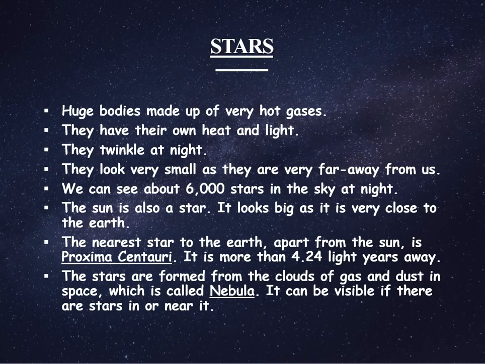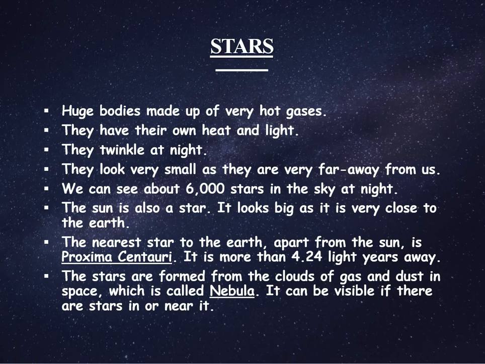The next topic which we are going to discuss is the stars. Stars are huge bodies made up of very hot gases. We all have seen stars in the night sky. They have their own light and heat. They twinkle at night. They look very small. Why is it so? Because they are very far away from us. We can see about 6,000 stars in the sky at night.